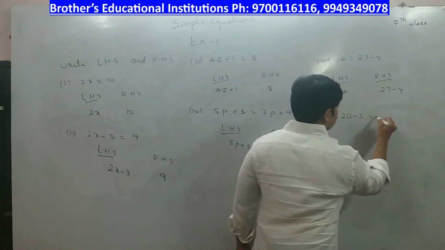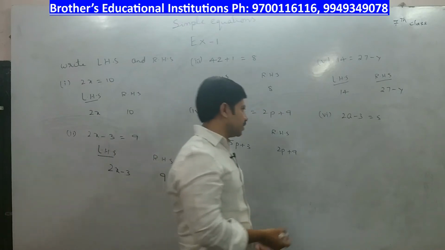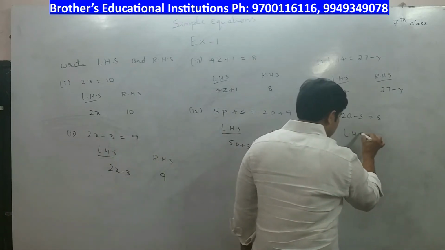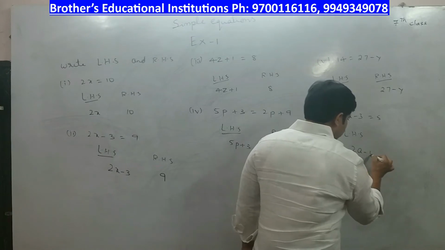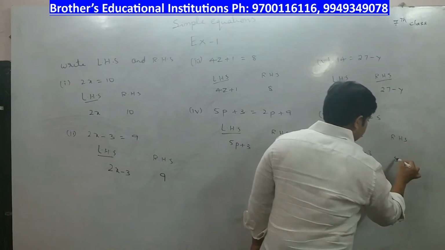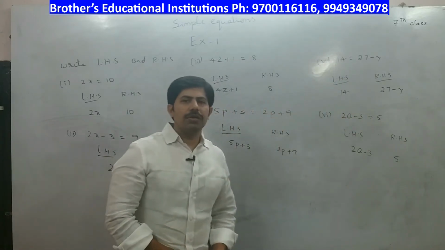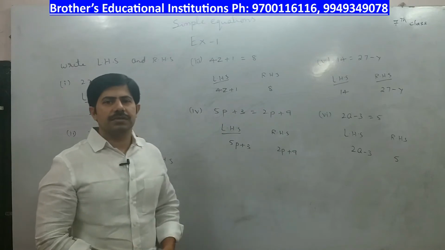2a minus 3 is equal to 5. So here we have to mention LHS and RHS. What is LHS? LHS is 2a minus 3 and RHS is nothing but 5. Okay, so you just make a note of this.